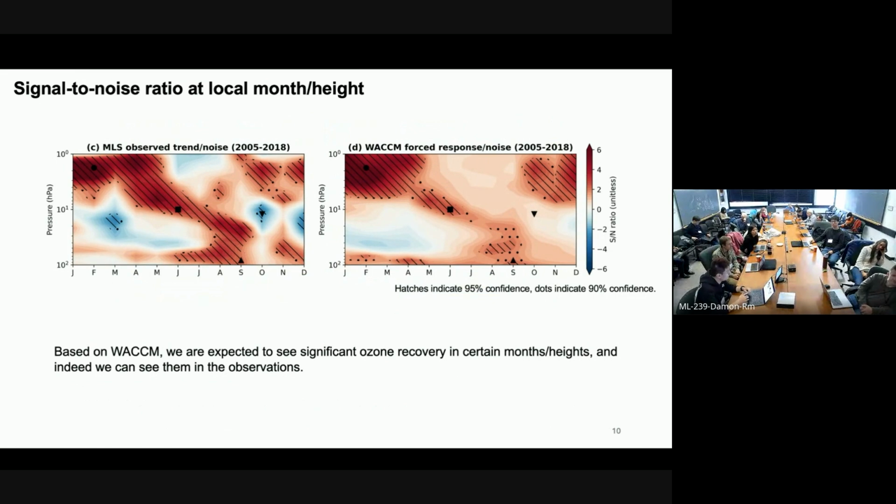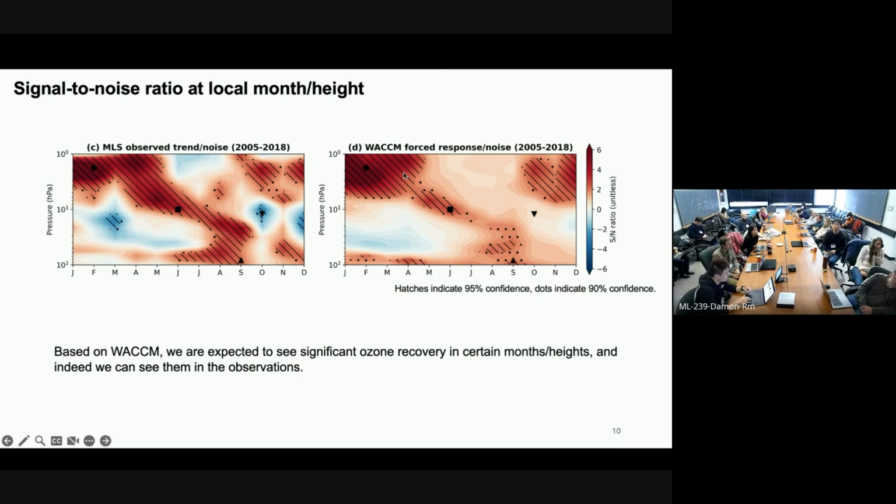Here I'm showing the signal over noise for the trend I just showed before. On the left, I'm showing the MLS observed trend over the WACCM simulated internal variability noise. On the right, I'm showing the WACCM forced response over the WACCM simulated noise. These hatched regions indicate where we have 95 percent confidence.